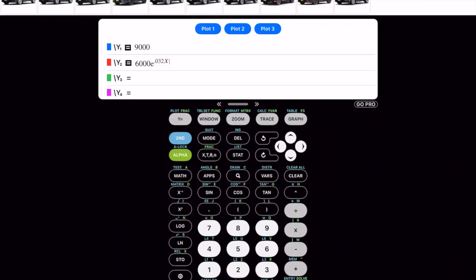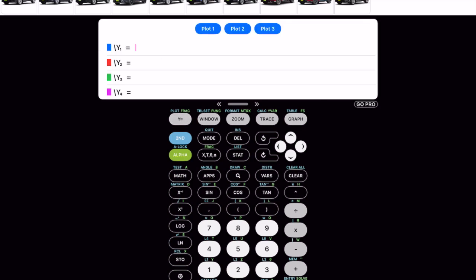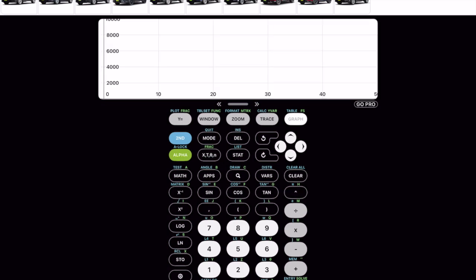Y equals clear, x equals clear. I'm just going to clear everything. Y1 equals 795. And y2 is 563 times 1 plus 0.09, which is actually just 1.09. Yes, you should simplify that, raised to the x power, because we can combine like terms, so we do. And then we're going to hit graph.